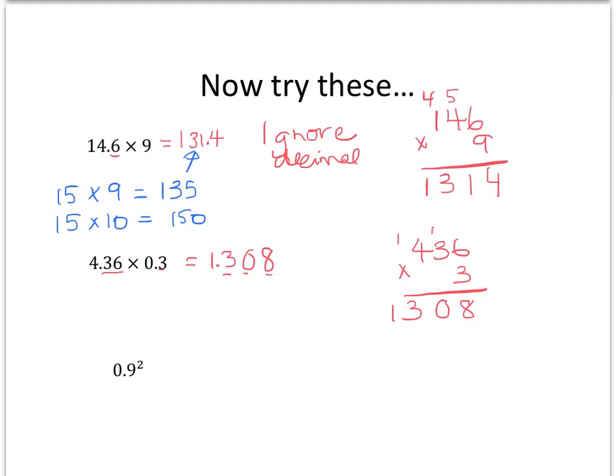Again, I can round to estimate this. So I can make this 4 times.